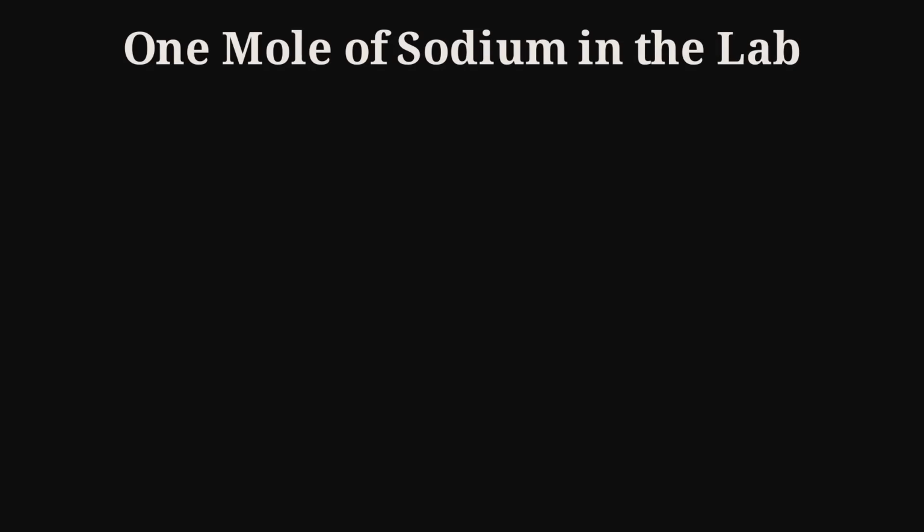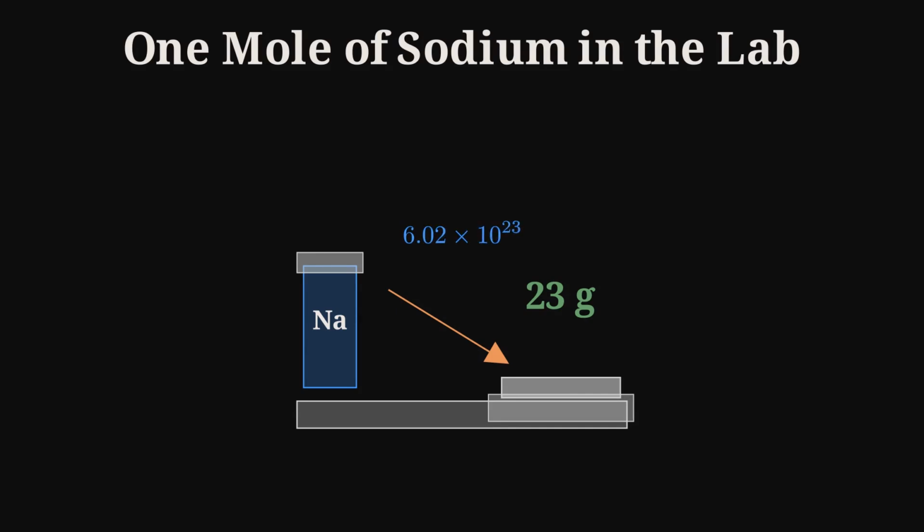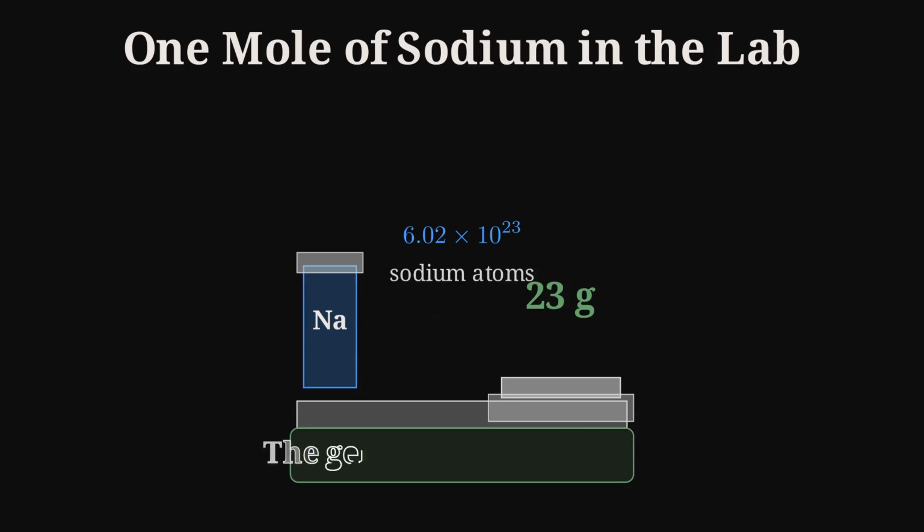Let's make this real. Imagine you're in a lab and you need exactly 1 mole of sodium for your reaction. Sodium has atomic mass 23. So you grab a scale, measure out 23 grams of sodium, and boom, you have 1 mole. That's 6.02 times 10 to the 23 sodium atoms. Without the mole concept, this would require impossible precision. With it, just weigh something on a regular scale. That's the genius.